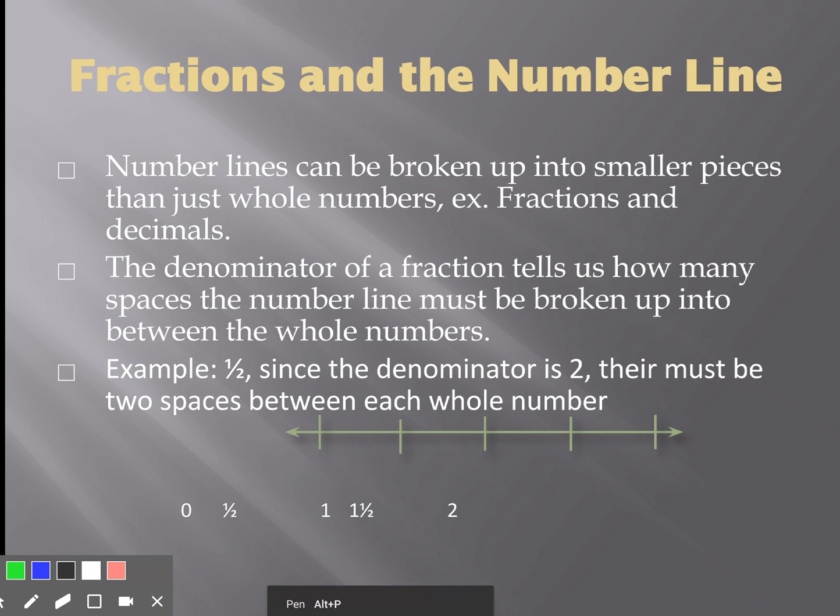So if this number line was 0, 1, 2, 3, 4, if we were splitting it up into halves, we would break up each whole number into 2 pieces. This would be 1/2, this would be 1 1/2, this would be 2 1/2, and this would be 3 1/2.